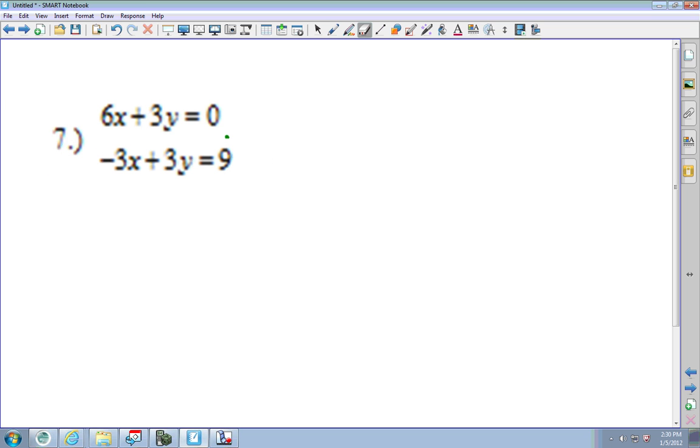What if I wanted to get rid of my y's? Well, this is positive 3y and positive 3y. This needs to be a negative. So I'd multiply by negative 1. So let's rewrite the top one. 6x plus 3y equals 0.